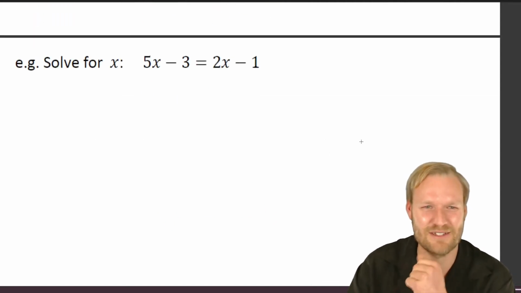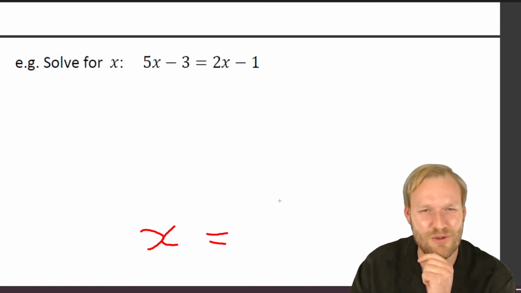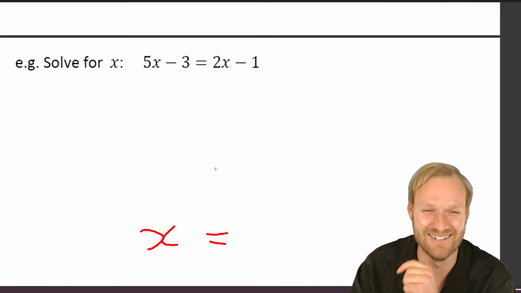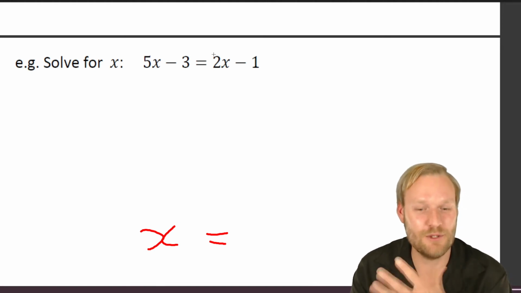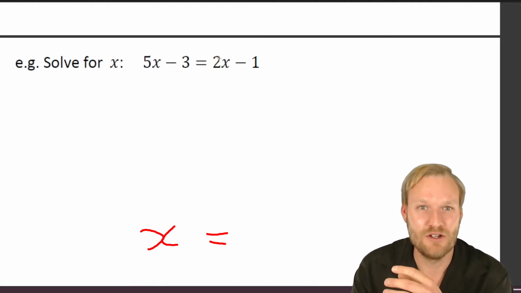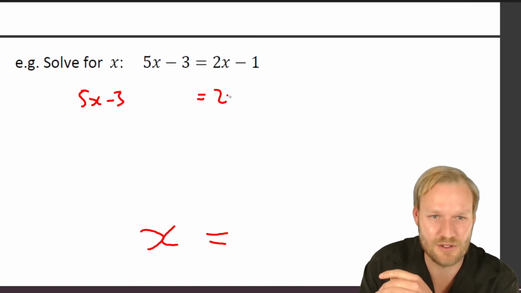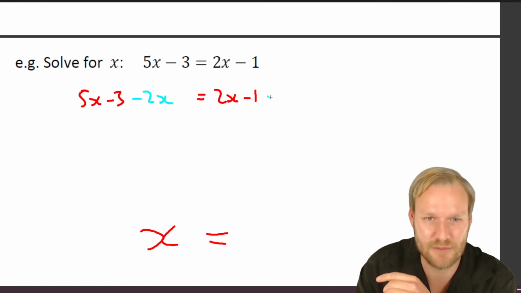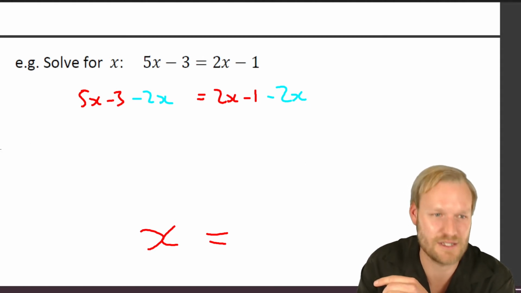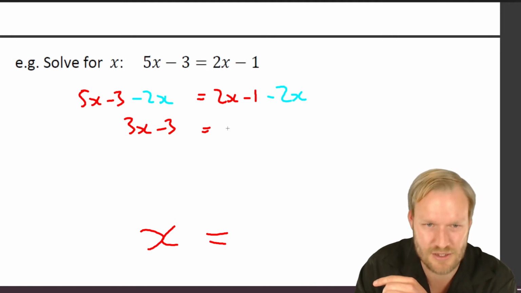Next example. Solve for x: 5x minus 3 equals 2x minus 1. And the question is, what's your value of x? Okay. So again, notice that I'm purposely going through these without showing all of the steps. I'm not writing out 5x minus 3 equals 2x minus 1 each time. What we need to do is subtract 2x from each side. So I'm writing the minus 2x really nicely, and therefore that minus that is 3x minus 3 equals 2x minus 1.